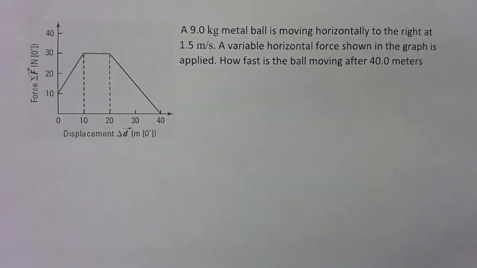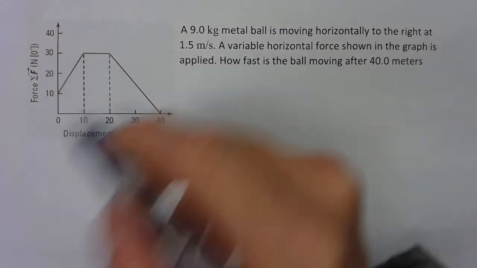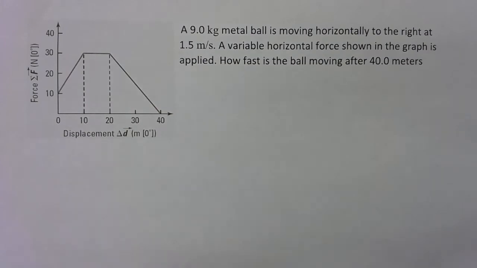Hello there again. Let's do a little work energy problem here with a variable force. So what we have here is a 9 kilogram metal ball moving horizontally to the right at 1.5 meters per second. A variable horizontal force shown in the graph is applied. You can see that graph shows how the force varies with the distance. And we want to know how fast the ball is moving after 40 meters.